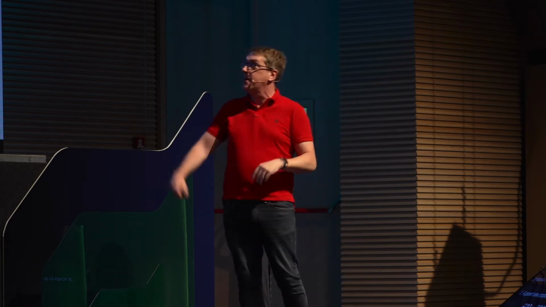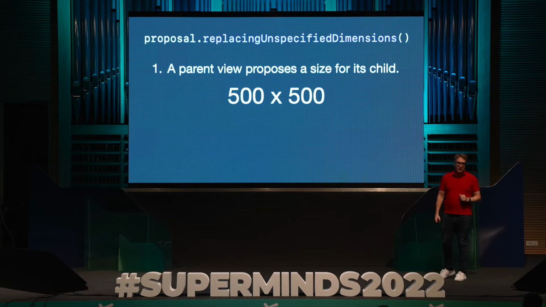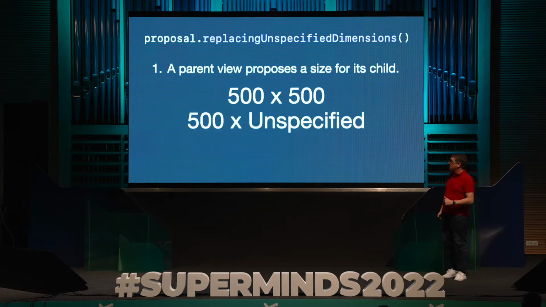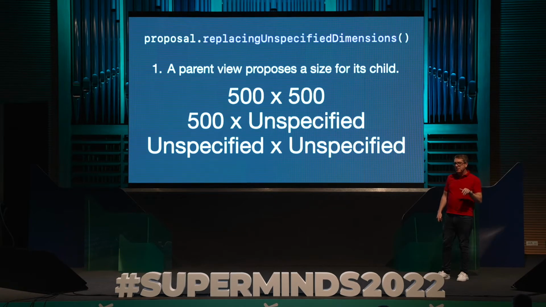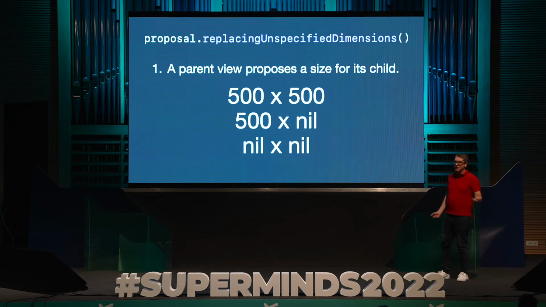The parent's proposing a size for its child. It's saying, here's how much space you can have. And that might be a very specific size. It might be 500 by 500, for example. It might be somewhat vague. You can have 500 wide, but I don't really care how big you are. Or it can be completely vague. Actually, just be as big as you like, I don't mind. Now in Swift, we don't say unspecified. The absence of a value in Swift, we call nil.